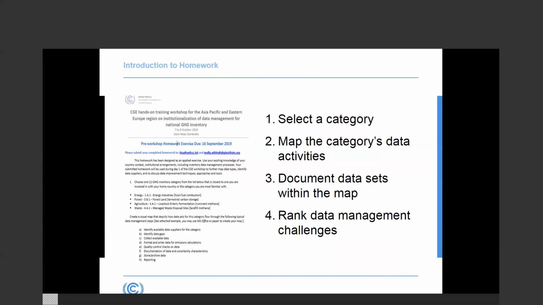Homework: please select a category which you know the best or where you have the most available information. Map the category's data activities, document data sets within the map, and rank the data management challenges that you meet or were meeting before.